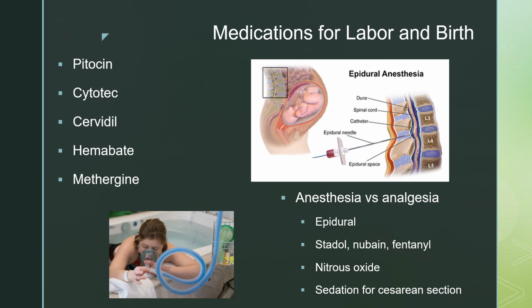Anesthesia versus analgesia. Anesthesia has to do with more putting to sleep, for a C-section. Analgesia has to do with more pain relief, like Stadol, Nubain, fentanyl. Some hospitals have nitrous oxide, which is in this picture.